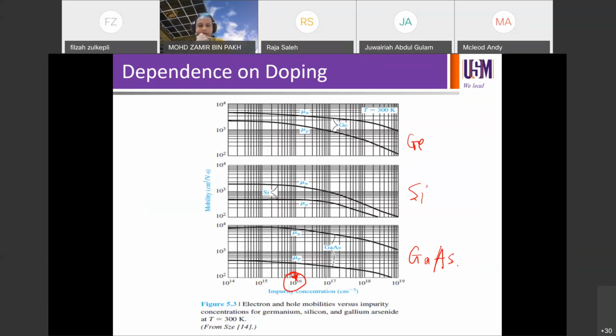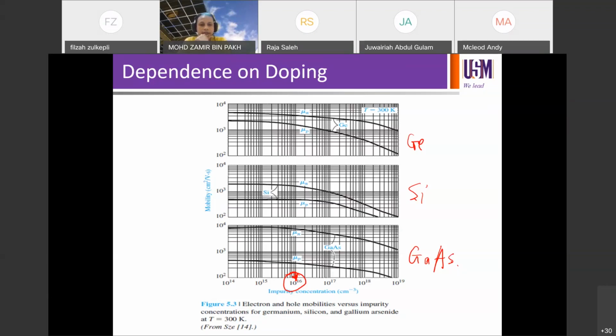N-type 10^16, majority carriers electrons. Which one among the three? Silicon or germanium or gallium arsenide? Anyone? Look at 10^16. Okay, gallium arsenide. Look at gallium arsenide at 10^16. What's the value there for mu n? Since it's n-type, look for mu n. Mu n there is somewhere 7 or 8, right? 7 or 8, high 10 to the 3.